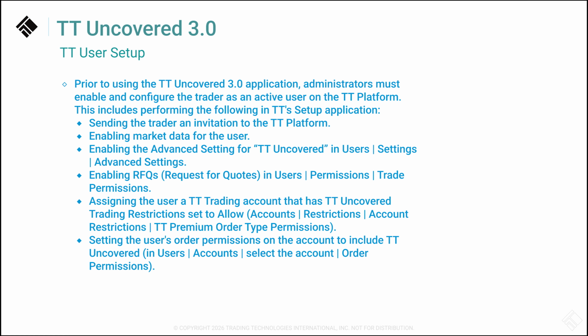Then you'll make sure that you enable RFQs. That's covered under Users, Permissions, and Trade Permissions. You also have to assign the user to a trading account that has TT Uncovered trading restrictions set to Allow. After that, you have to ensure that you set the user's order permissions on the account to also include TT Uncovered. If you have any questions on how to set this up as an administrator, please reach out to the User Experience team or your onboarding representative.